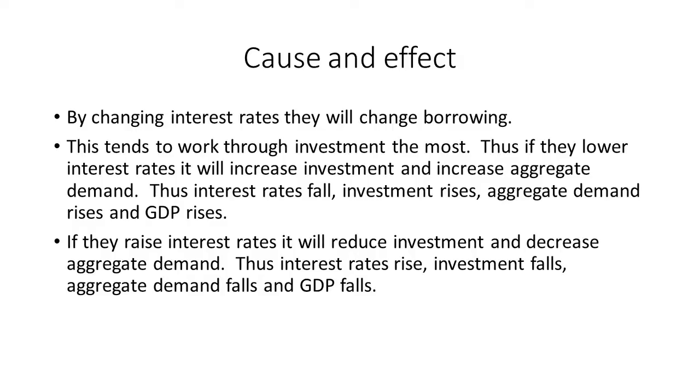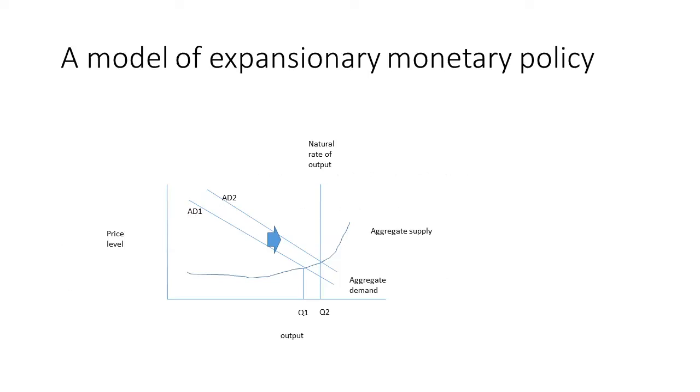Thus, if they lower interest rates, it'll increase investment and increase aggregate demand. Thus, interest rates fall, investment rises, aggregate demand rises, and GDP rises. If they raise interest rates, it'll reduce investment, decrease aggregate demand. Thus, interest rates rise, investment falls, aggregate demand falls, and GDP falls.